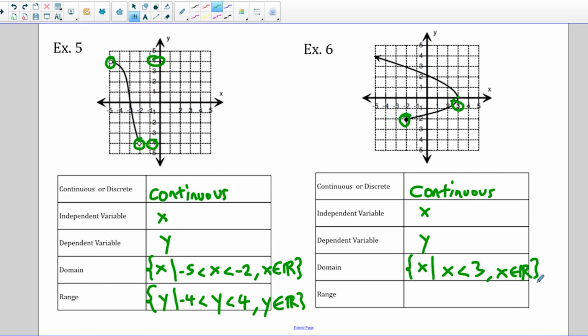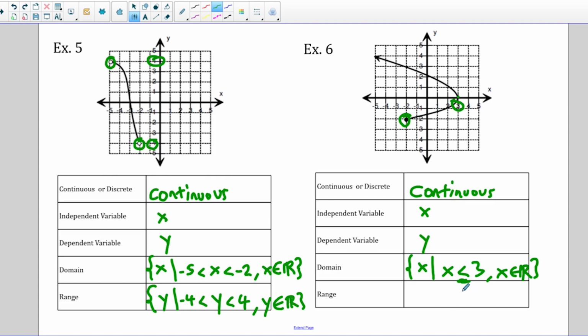But wait, we're not quite finished yet. We need to ask ourselves, do we underline this inequality sign? And the answer would be yes, because there is a value of x that exists when it's 3. So we do underline this inequality for sure.